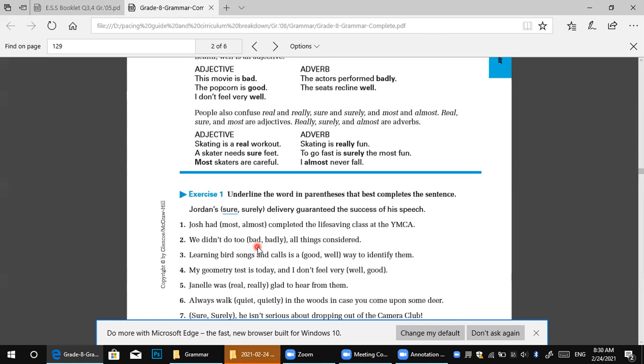Number three, learning bird songs calls. Is it a good or a well way to identify them? Is a good way. So here good is an adjective. It modifies the noun way. Good way, is a good way.